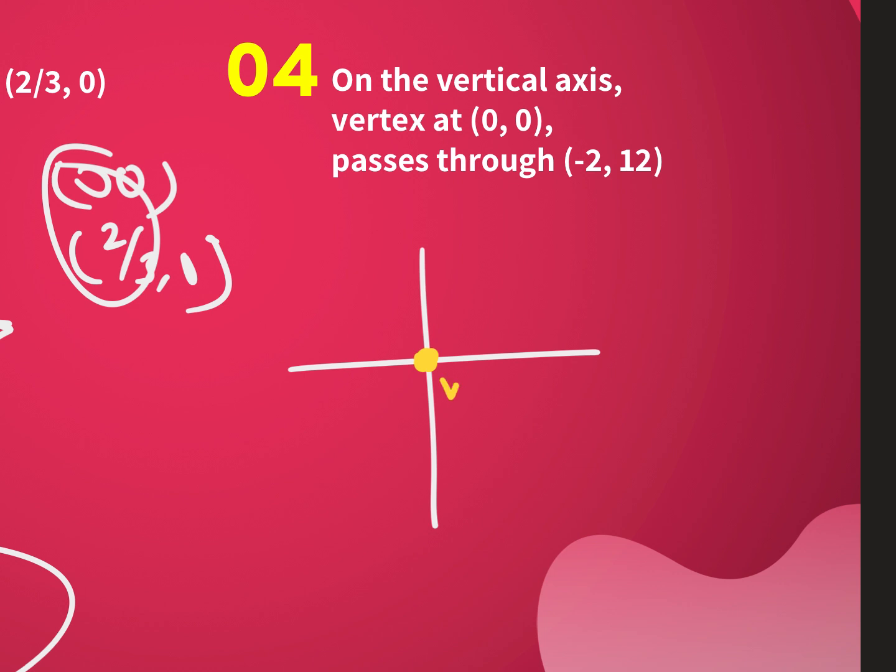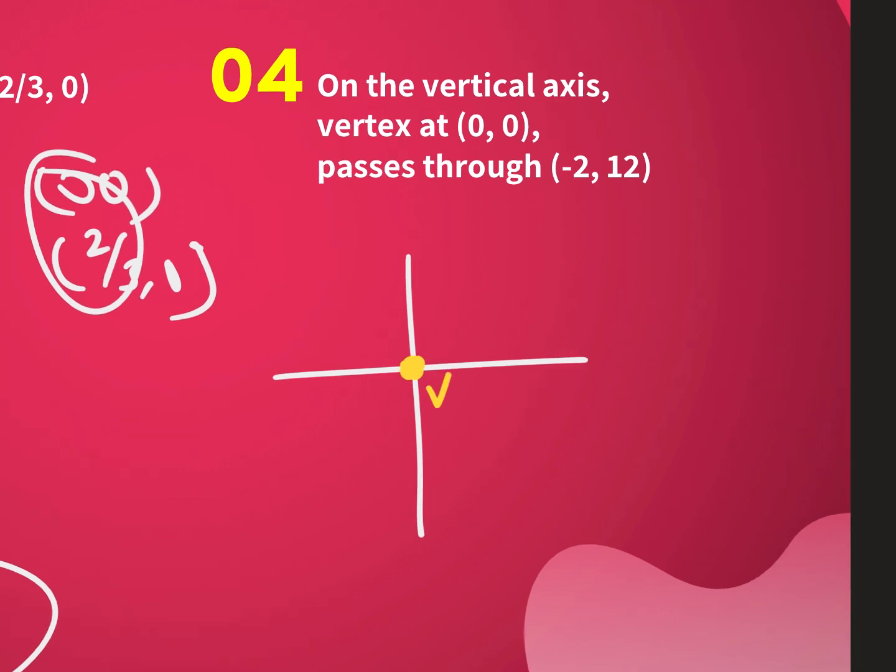Here is my vertex at 0, 0. So I know it's either x squared or y squared. And it tells me a point that this parabola passes through at negative 2, 12. So we're up here. It's just a random point. And it tells me that the vertex is on a vertical axis.